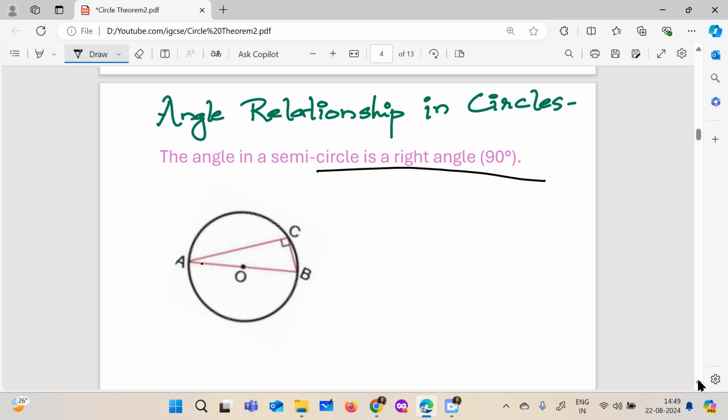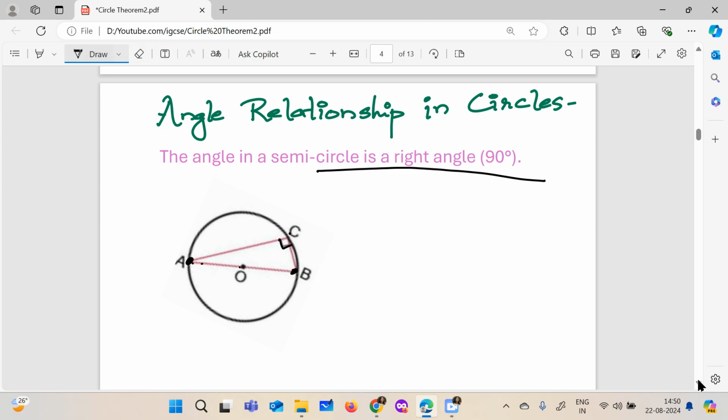Now when you have a semicircle, when you have the diameter, a diameter divides the circle into two parts, that is two semicircles, right? So angle in a semicircle means from these 2 points, if an angle is formed, then it is always 90 degrees, or you can call it a right angle.